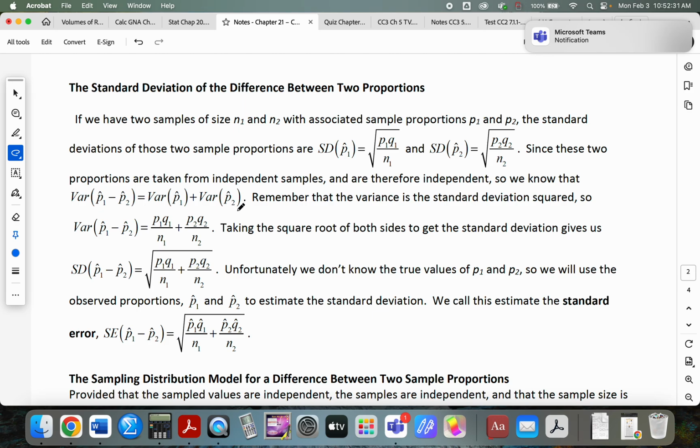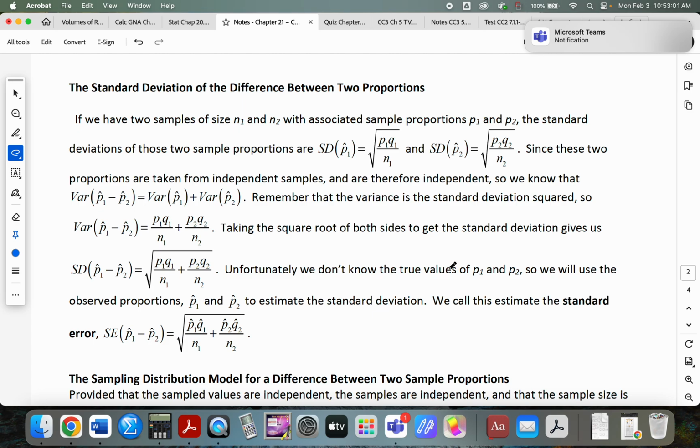Right? We always add variances. We never subtract variances, ever, ever, ever. We always add them. So adding those two variances together and then taking the square root, we get the standard deviation of P hat 1 minus P hat 2 is the square root of P1 Q1 over N1 plus P2 Q2 over N2.